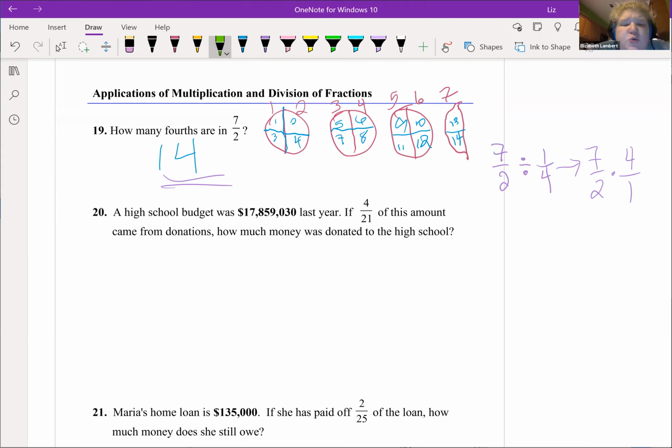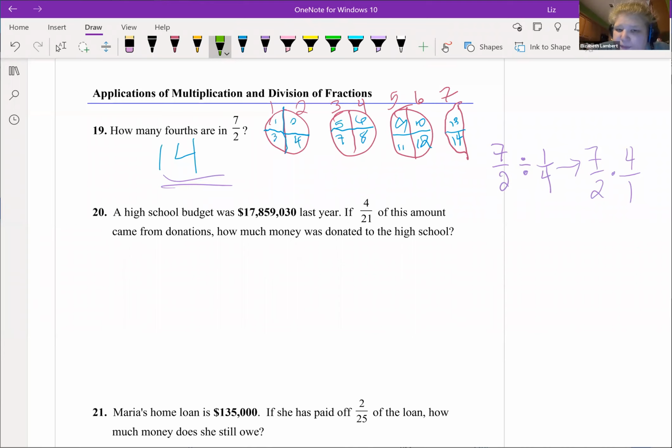A high school budget was $17 million last year. Oh my goodness. Well, I suppose if you're including all the teacher salaries and the football coach's salary, which is more than everybody else's salary, no, I'm not bitter. It might actually get that high. If 4/21 of this amount came from donations, how much money was donated to the high school?